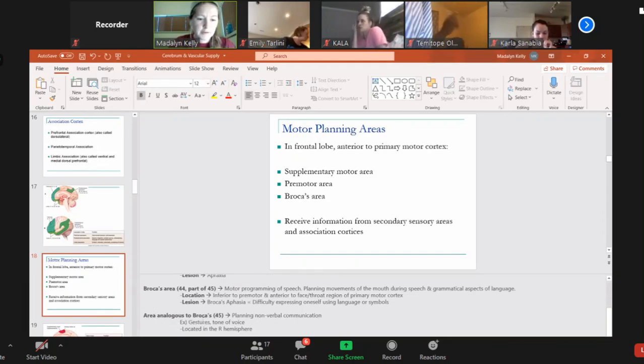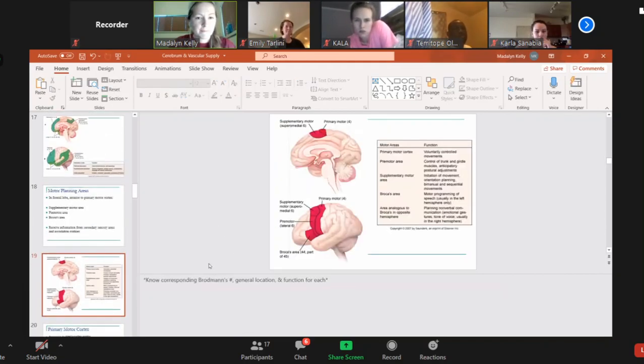Area analogous to Broca's 45, planning the nonverbal communication. So the analogous area to Broca's is going to be in the right hemisphere. These are examples of gestures and tone of voice. And then apraxia is just the knowledge of how to perform skilled movement is lost. I found an example somewhere where it's like putting socks on over shoes. These, you need to know the number, the general location, and the function for each.